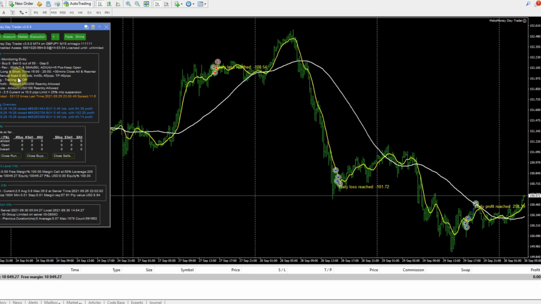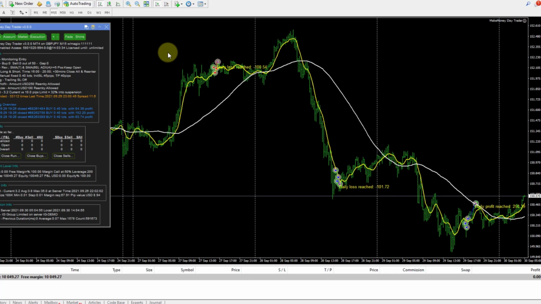Overall, very quickly looking at this, the lot sizing is way too big. I think the lot sizing over here is 0.04. I think we need reduced lot sizing, 0.02. So that's the first observation I can very quickly make on this particular one. And it does look like we're trading too late in the day.